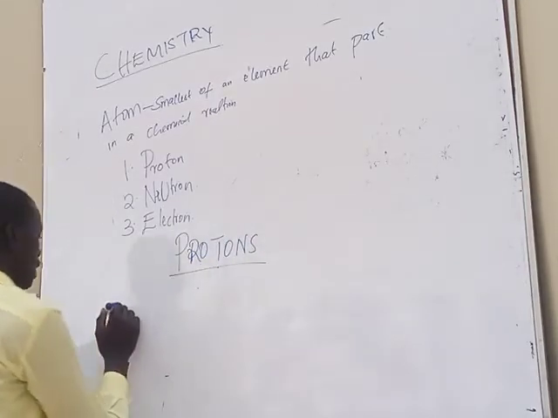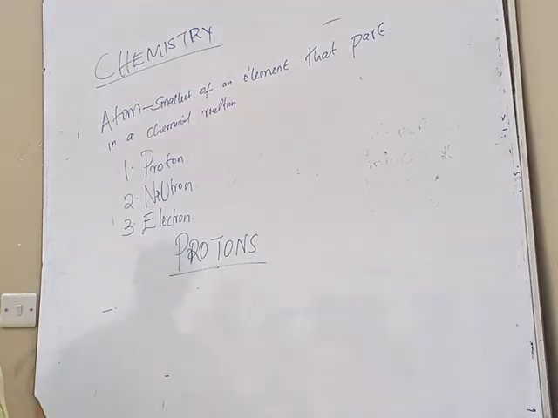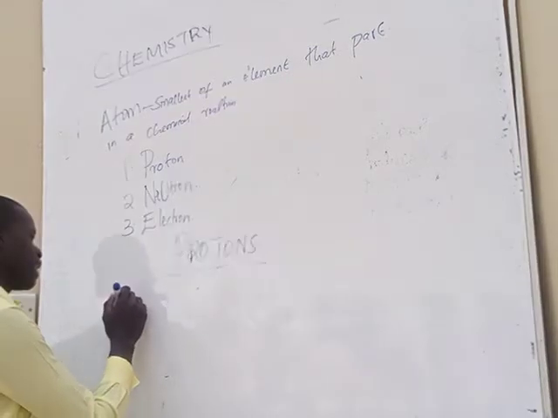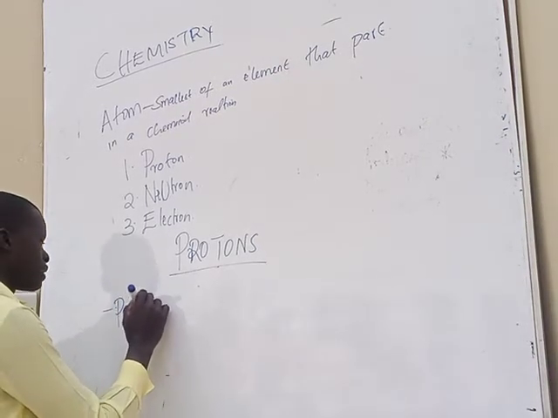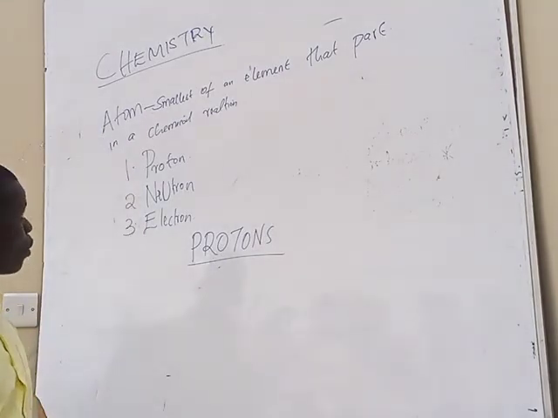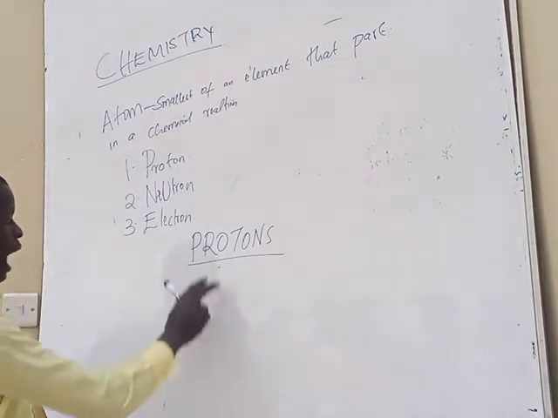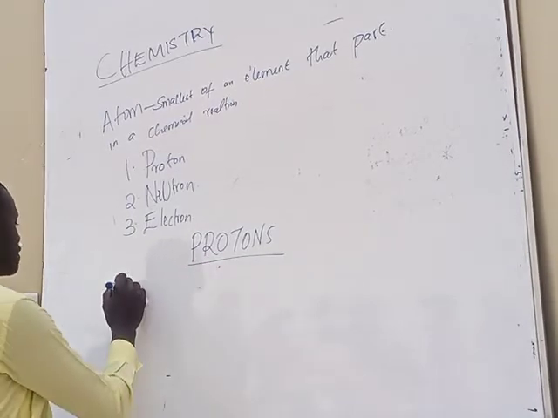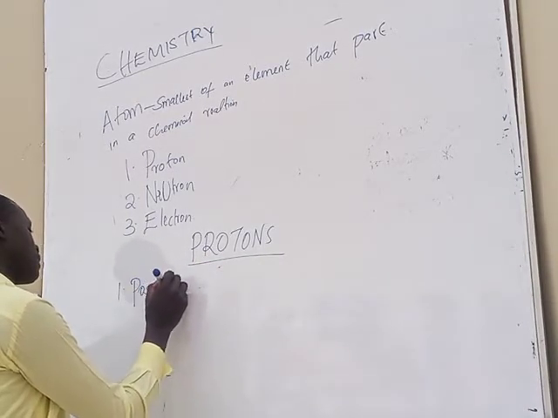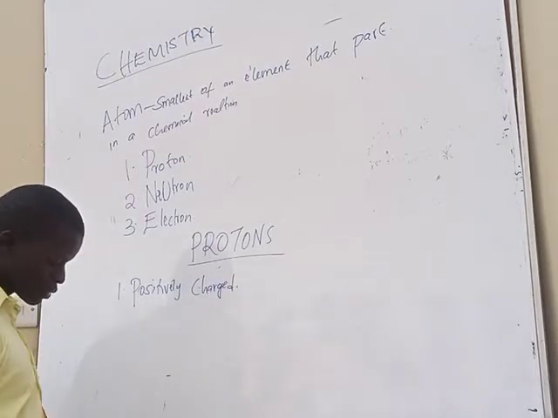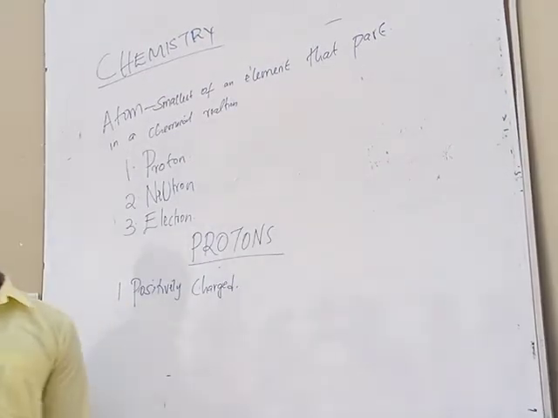Being part of the atomic structure, we describe what is an atom and its characteristics. The first characteristic of an atom is that it is positively charged. Whenever we indicate an atom, we indicate it with a positive charge. So let's discuss protons being subparticles of the atom. Characteristic number one of protons is that they are positively charged. So we indicate this proton with a positive charge.